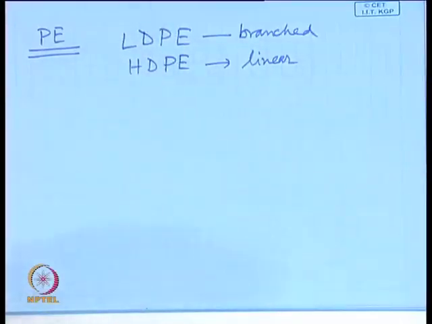So, this is a case of branching, and you see the effect of branch. If the length of branch is longer, then the effect on density is minimum. If the length of branch is shorter, the effect on density is more. So, this is the situation. So, low density, you understand.